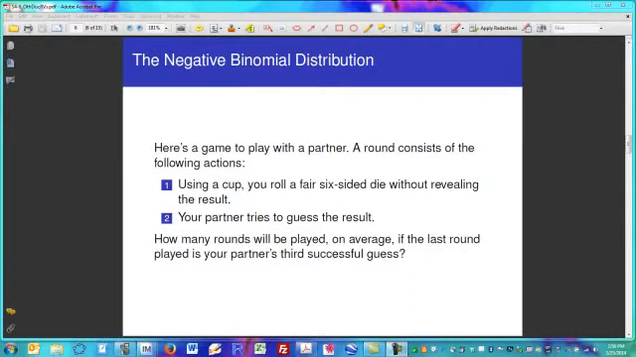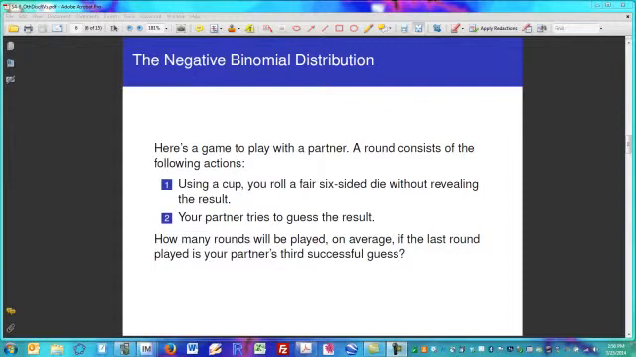Okay, let's take a look at the next set of slides from section 4.8 on other discrete random variable distributions. And the next one we're going to take a look at is the negative binomial distribution. So this is just an adjustment on the geometric distribution.